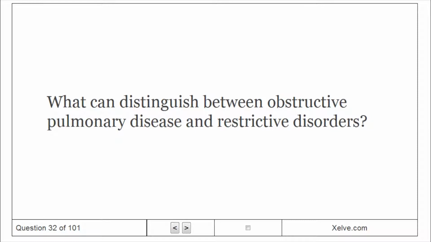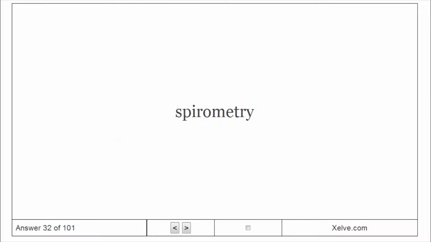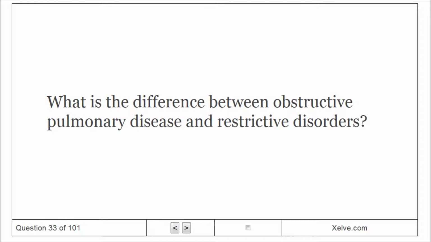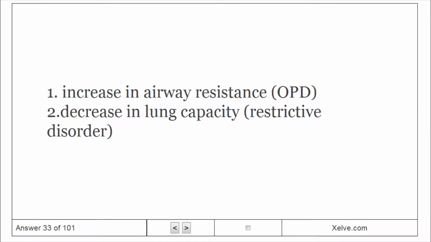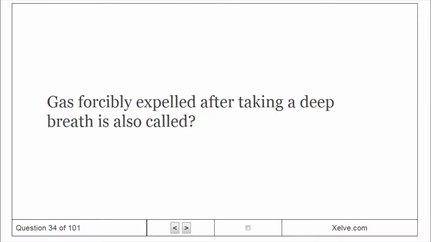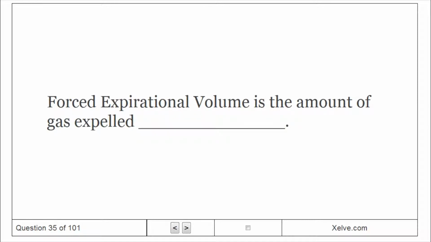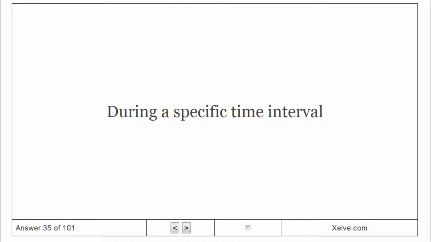What can distinguish between obstructive pulmonary disease and restrictive disorders? Spirometry. What is the difference between obstructive pulmonary disease and restrictive disorders? 1. Increase in airway resistance. 2. Decrease in lung capacity. Gas forcibly expelled after taking a deep breath is also called forced vital capacity. Forced expiratory volume is the amount of gas expelled during a specific time interval.